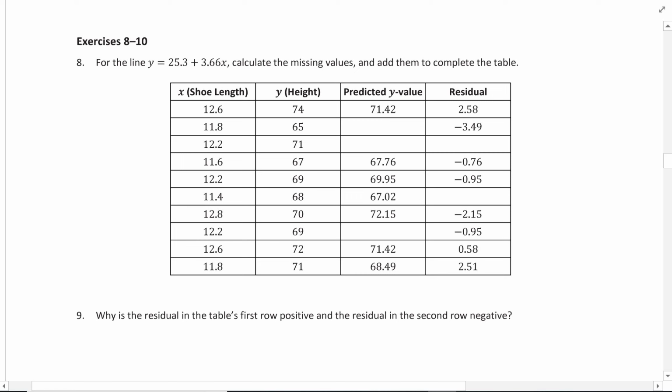I'm going to go through and write down these answers. It's going to be 68.49. It's going to be 69.95. It's going to be 69.95 again.